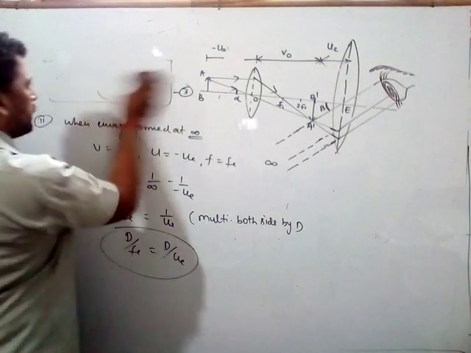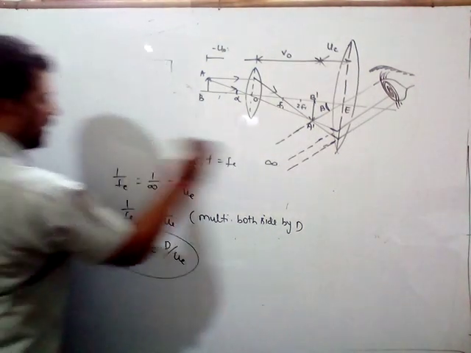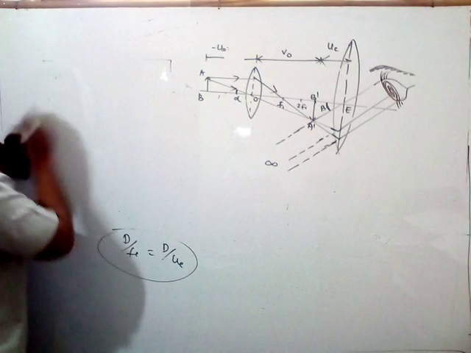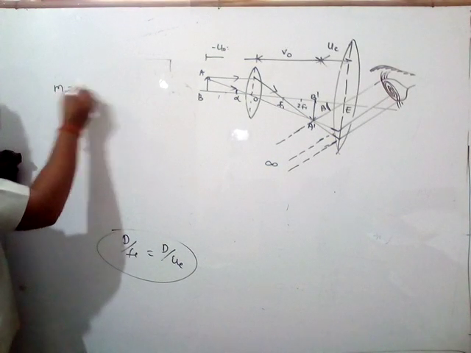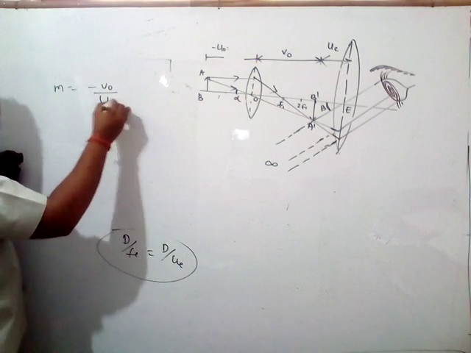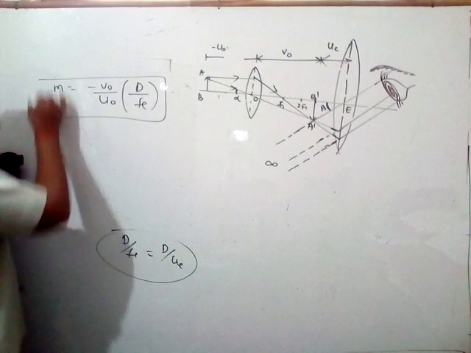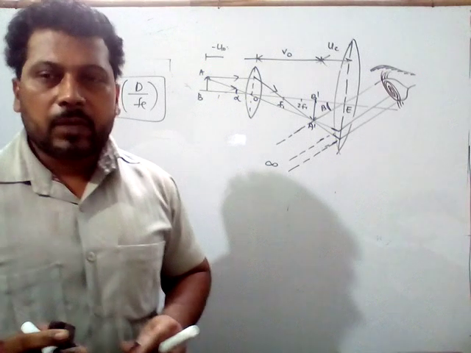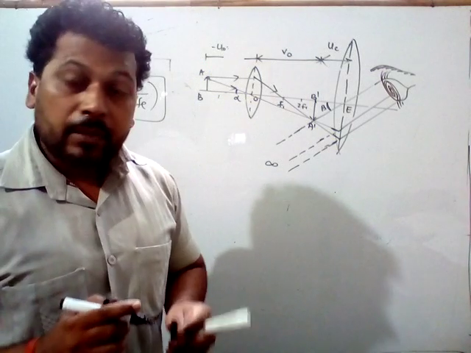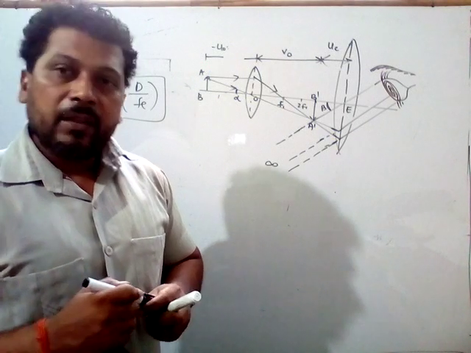Its magnifying power will be equal to minus V naught upon U naught into D by FE. So this is the magnifying power of the compound microscope whenever its image is formed at infinity. Okay.